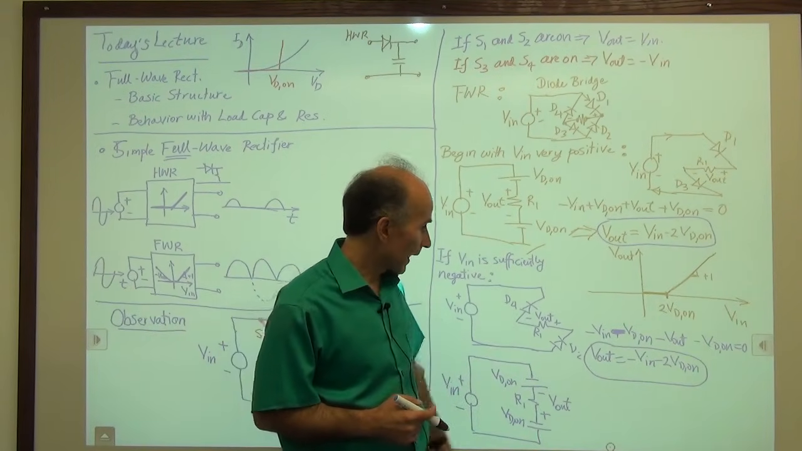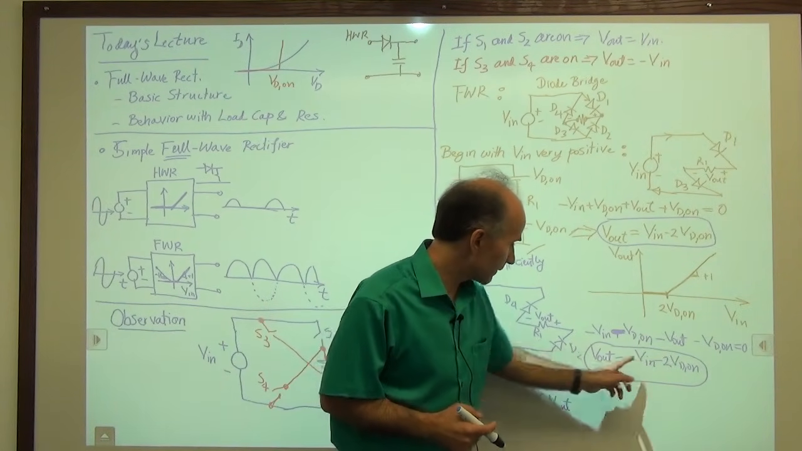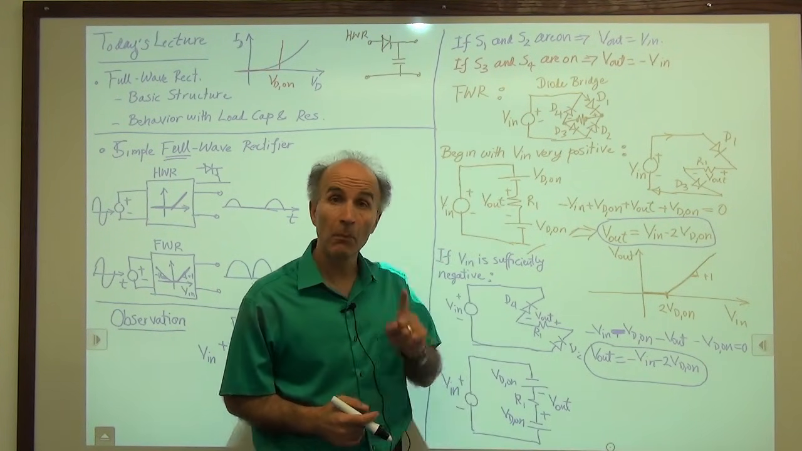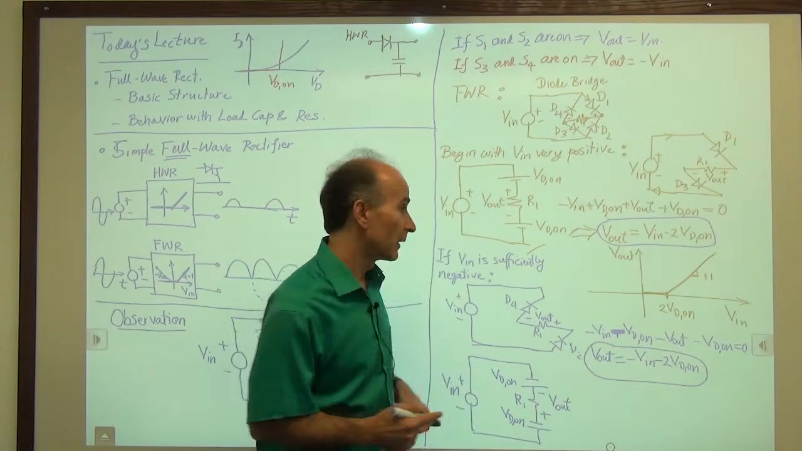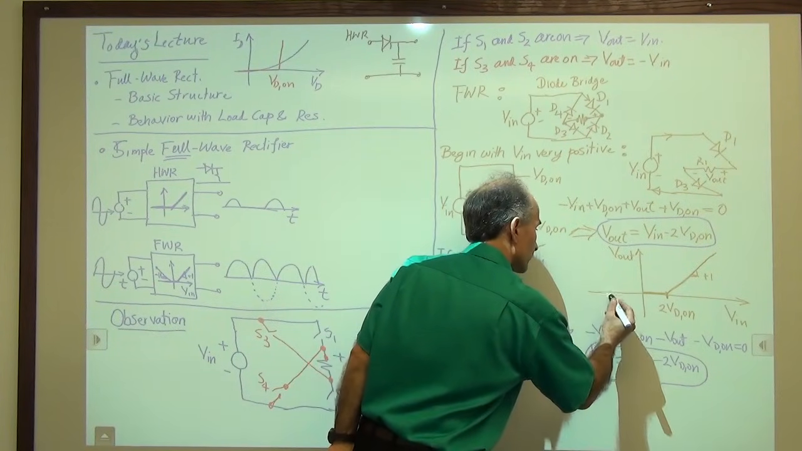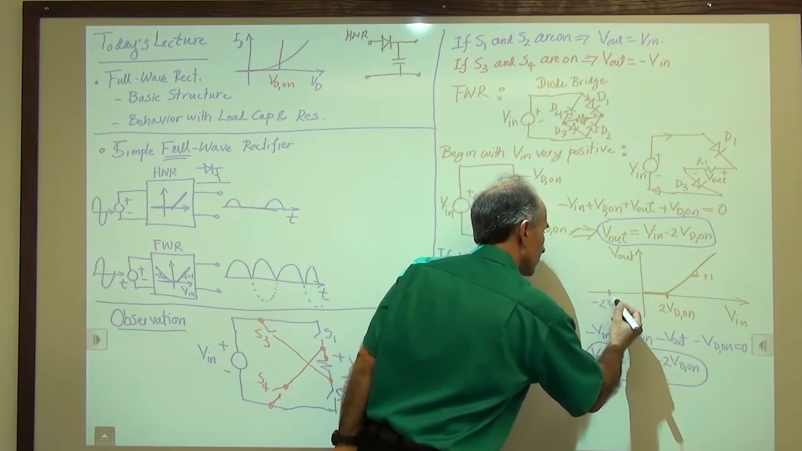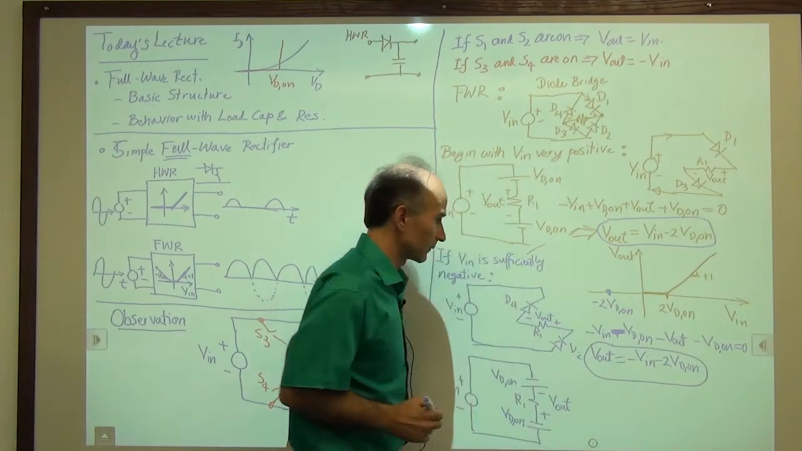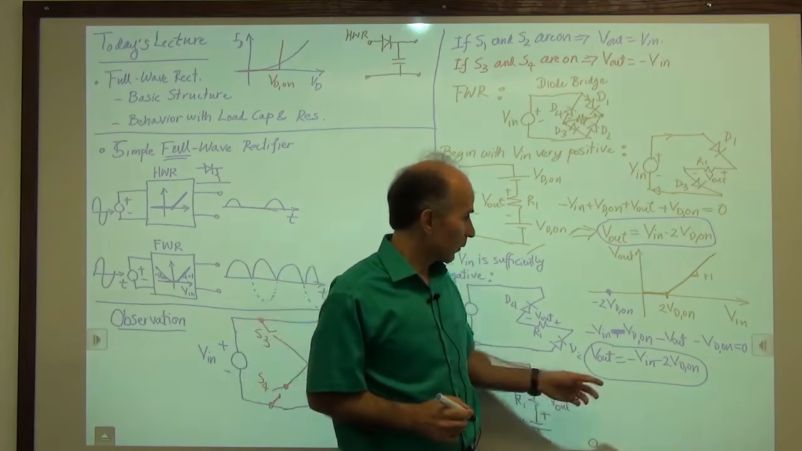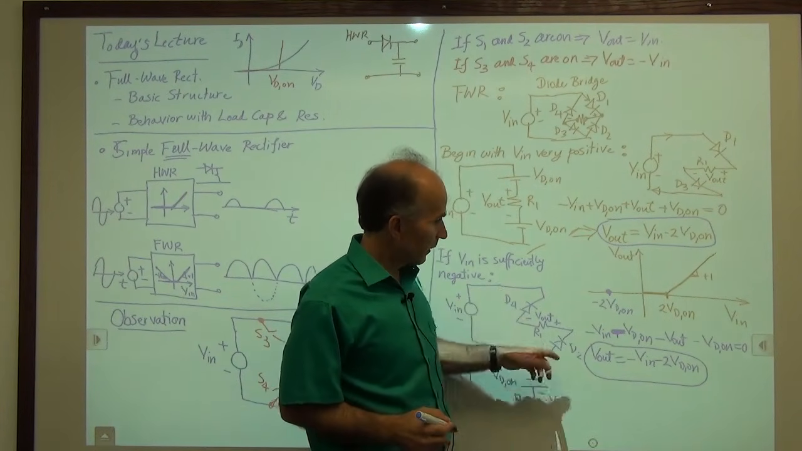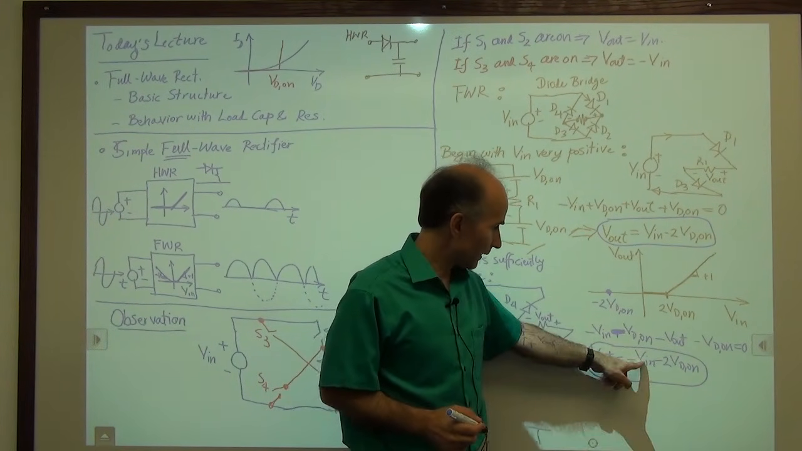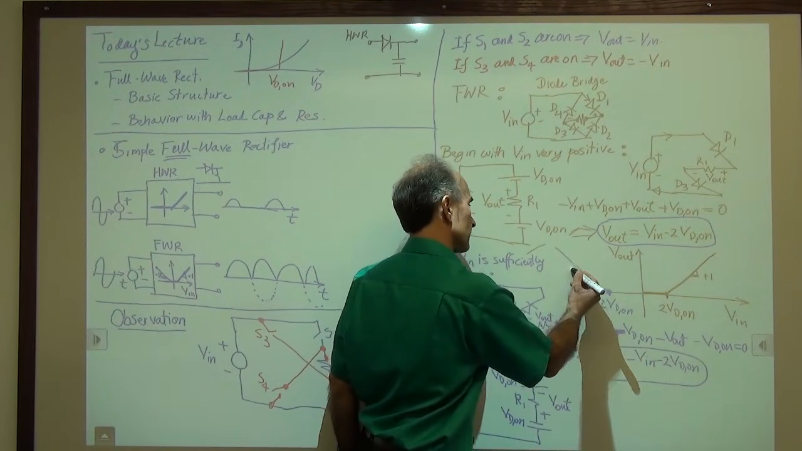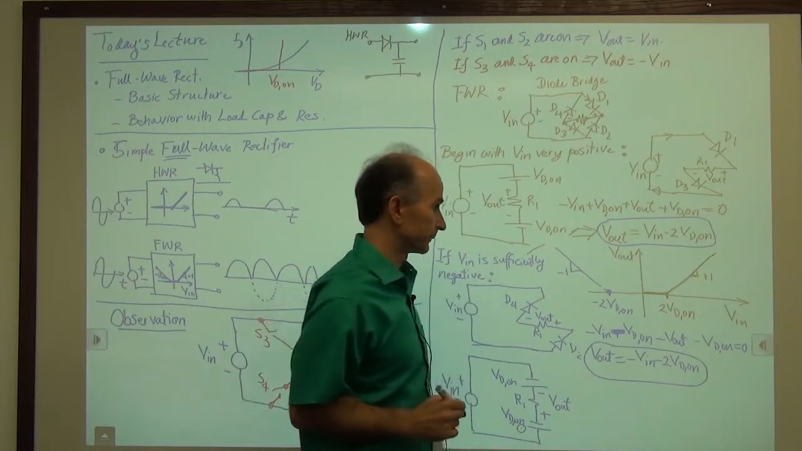All right? So at what value is this V out 0? V out is 0 when V in is equal to minus 2 VD on. So when V in is equal to minus 2 VD on, the output is 0. And what happens before this value? Well, V out is just tracking V in with a slope of minus 1. So that looks like this, with a slope of minus 1.